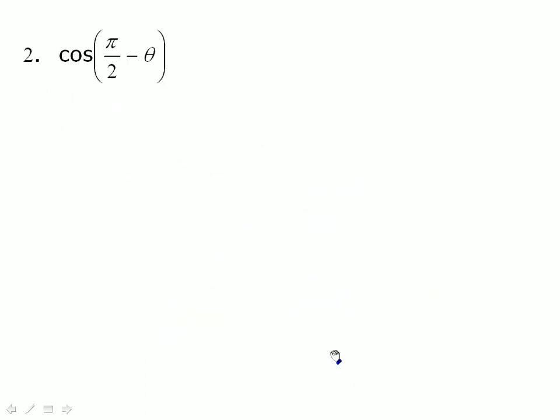Okay, then the next one, cos of pi over 2 minus theta. Well, this is of the form cosine a minus b. Cosine a minus b is equal to cos a cos b plus sine a sine b.